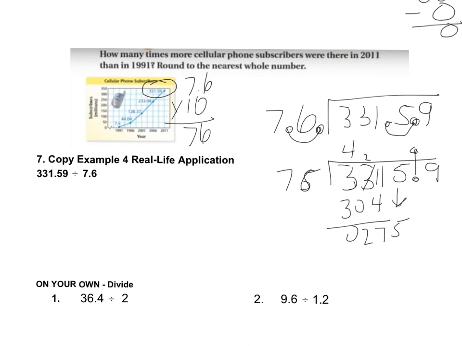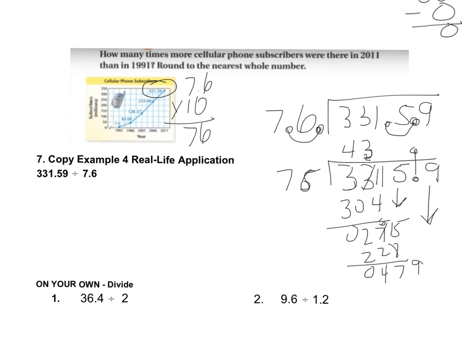275 divided by 76. How many groups go in there? 3. There's our 3. 76 times 3 is 228. We subtract. 15 minus 8 is 7. 6 minus 2 is 4. 2 minus 2 is 0. Bring down our 9.